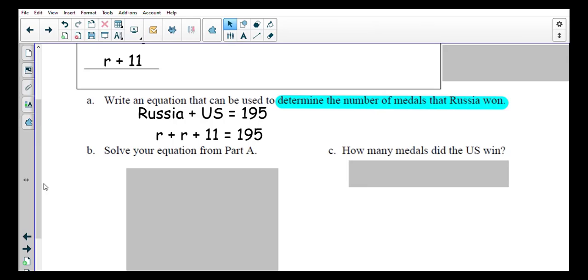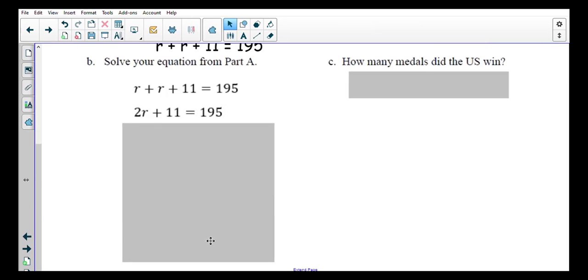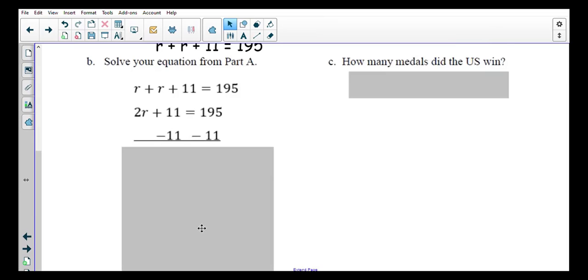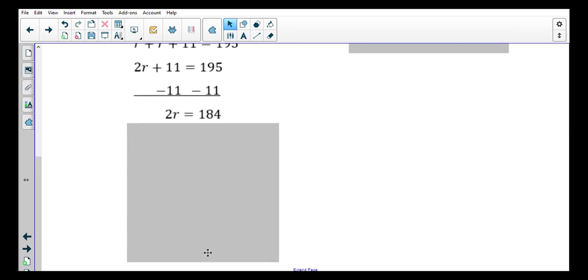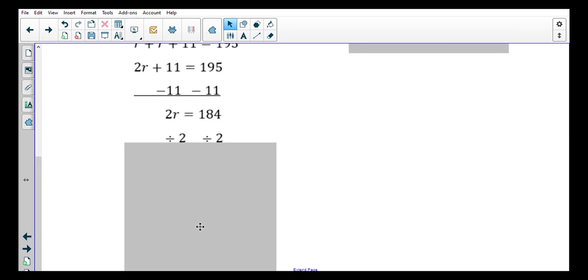Now part B asks us to solve our equation from part A. So part A is the hard part. Now we just have to solve that equation. So write R plus R plus 11 as 2R plus 11. Subtract 11 from both sides. That will get us 2R equals 184. Finally, we'll divide both sides by 2.